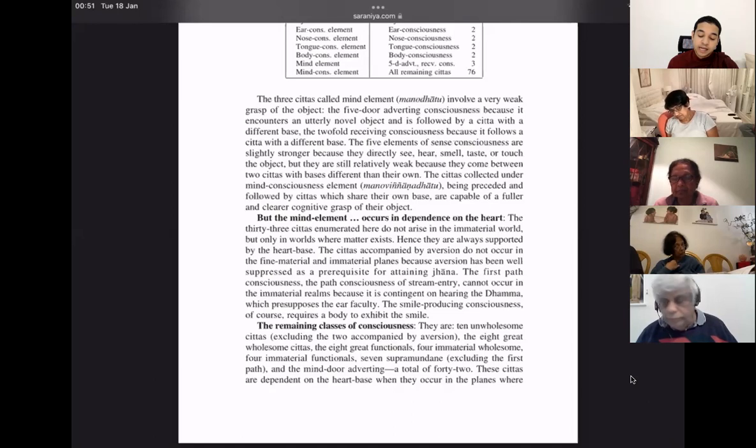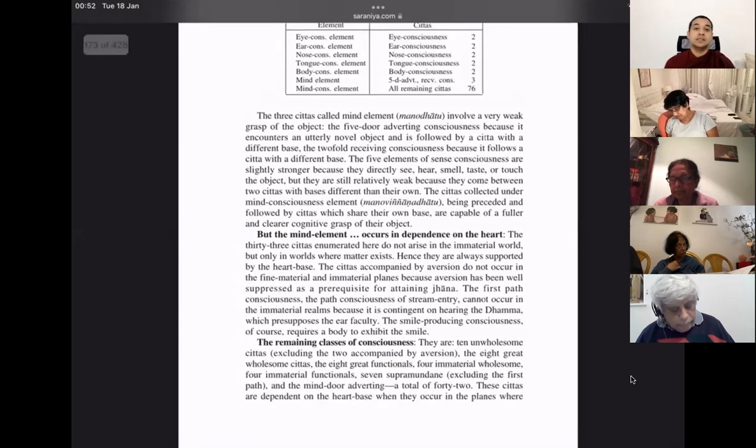But the mind element occurs independent of the heart. The 33 chittas enumerated here do not arise in the immaterial world, but only in worlds where matter exists. Hence, they are always supported by the heart base. The chittas accompanied by aversion.